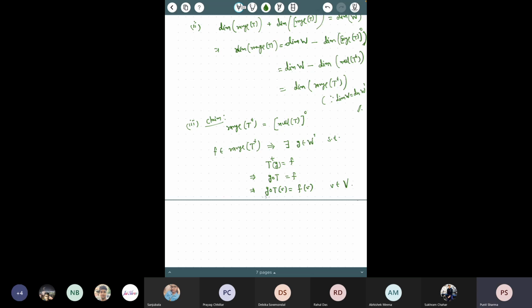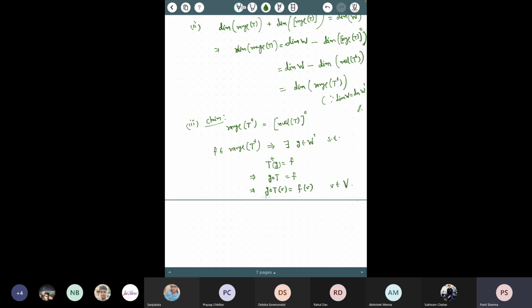Now, if you want to show that f belongs to the null of T annihilator, what you have to show? That means if I show that f of v is 0 for all v in the null of T, then I am done. But can you say from here that f of v equals 0 for all v in the null of T? So what I'm saying, up to this is fine, right? This is true because f belongs to range of T transpose.